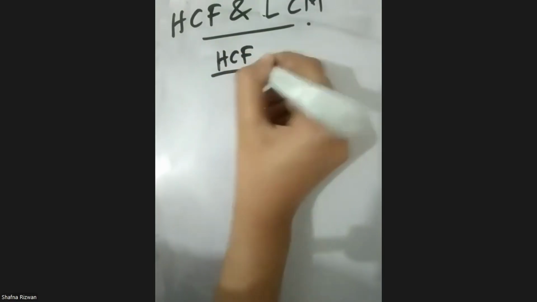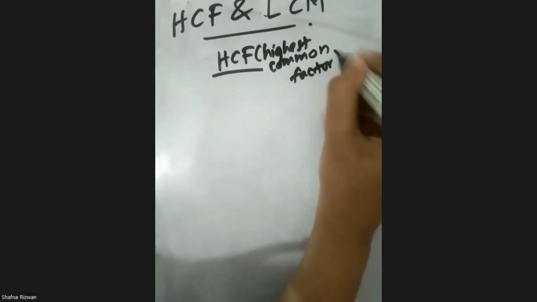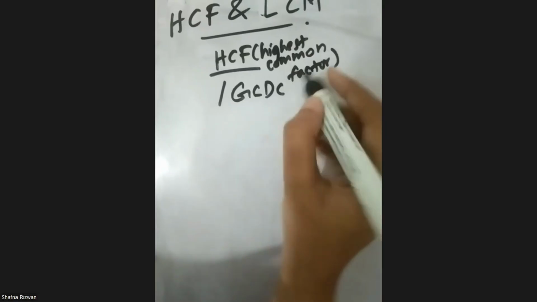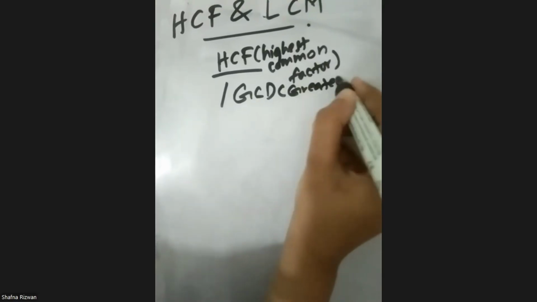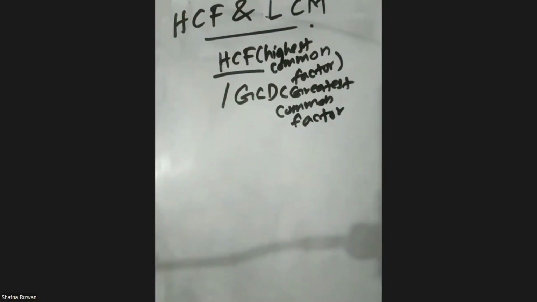So now we are going to study HCF and LCM, which you have in Factors and Multiples part 2. Okay. So if you take HCF, what is HCF? HCF means the highest common factor. Another name you can give for HCF is GCD. What does GCD mean? It means greatest common factor.